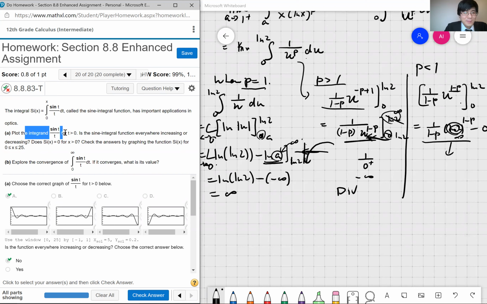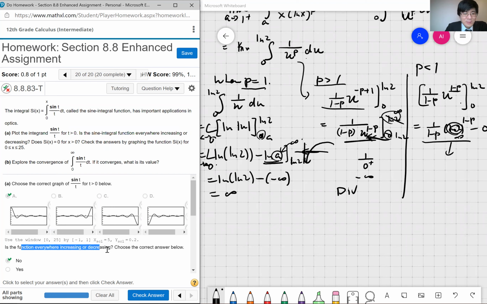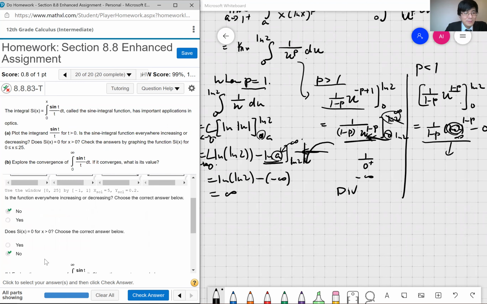So plot this one. We have to use a calculator. This is a calculator-involved question as it states here. So plot this one using a function and show whether it's increasing or decreasing. You have to use a calculator to find which one looks correct, and it actually turned out to be A. Is it increasing everywhere, decreasing everywhere? It's really not, because it has increasing, decreasing, increasing, decreasing, and so on. So is the function everywhere increasing or decreasing? The answer is no. Okay.